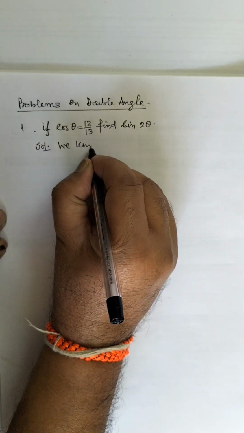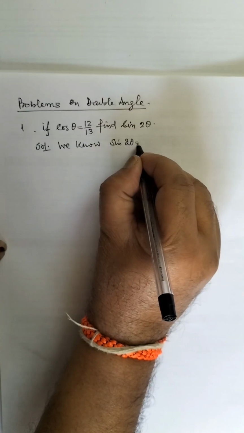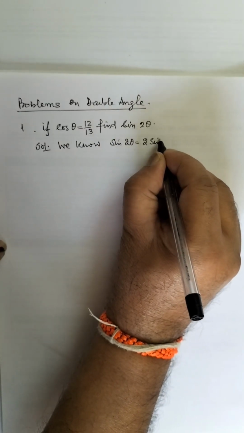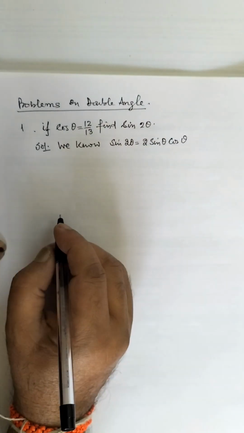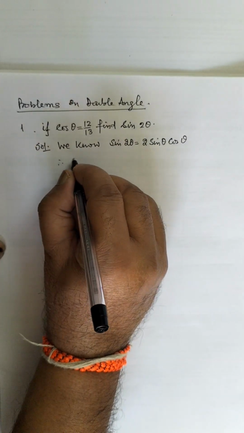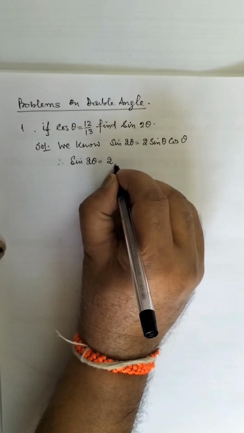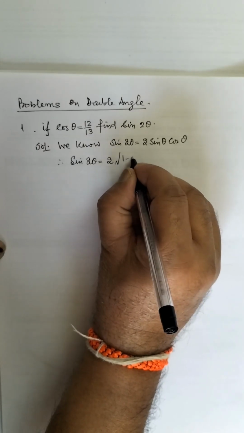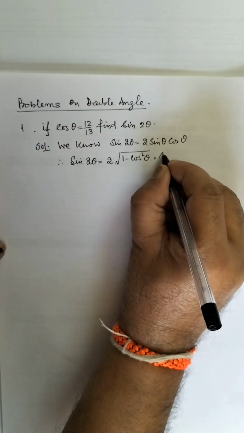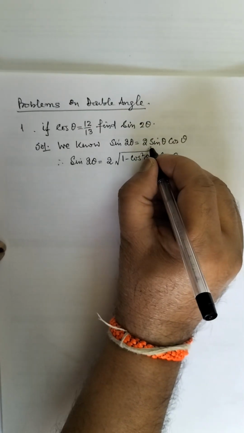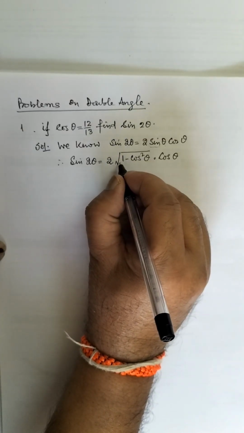We know sin 2 theta is twice of sin theta times cos theta. That is, sin 2 theta is twice of under root of 1 minus cos square theta times cos theta, because sin theta can be written as under root of 1 minus cos square theta.